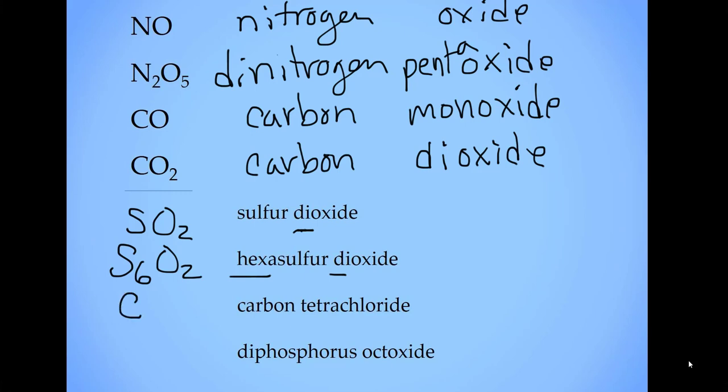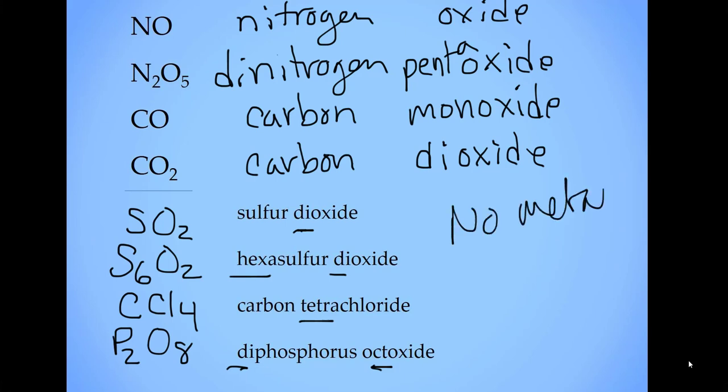Carbon, so just 1 carbon because they don't tell me any prefixes. And tetra means 4, so Cl4. So CCl4. Di and octa, we would have 2 phosphori, and we would have 8 oxygens. So very, very simple. If you have no metals, you cannot name compounds that have metals this way. It is wrong. You have to use oxidation numbers if there's metals.